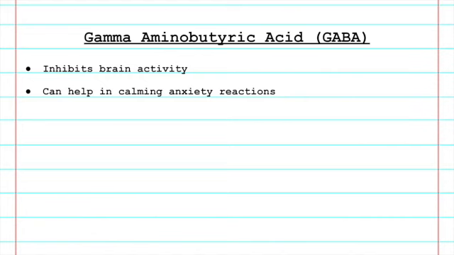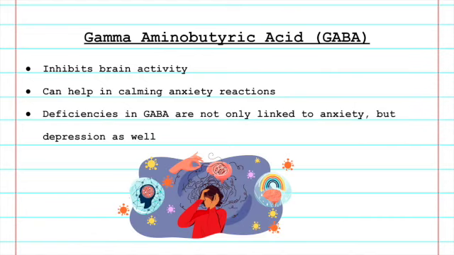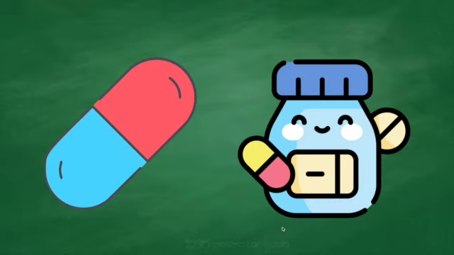Gamma aminobutyric acid, or GABA, plays a role in inhibiting brain activity. GABA can help in calming anxiety reactions as well. Deficiencies in GABA are not only linked to anxiety, but depression as well. There are certain drugs that affect the nervous system.